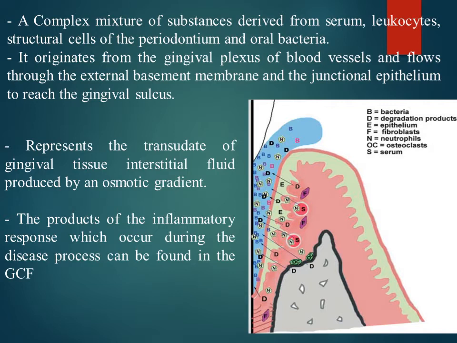Okay, there are two theories for the production of GCF. Okay, two theories are proposed. According to another theory, they consider it to be a part of the interstitial tissue fluid, which comes out through the sulcus because of an osmotic gradient.